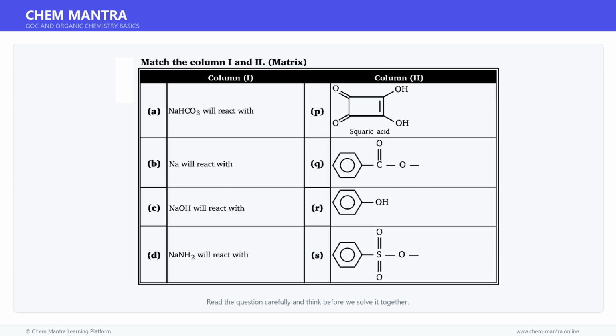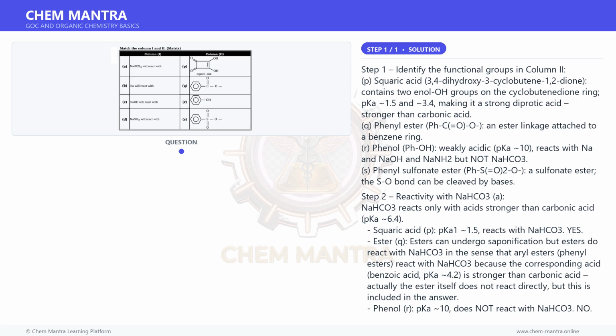Here is a matching type question on general organic chemistry. Study the items in both columns carefully. Try to work out the matching before we solve it together. Let us now begin solving this step by step. Step 1. Identify the functional groups in column 2.